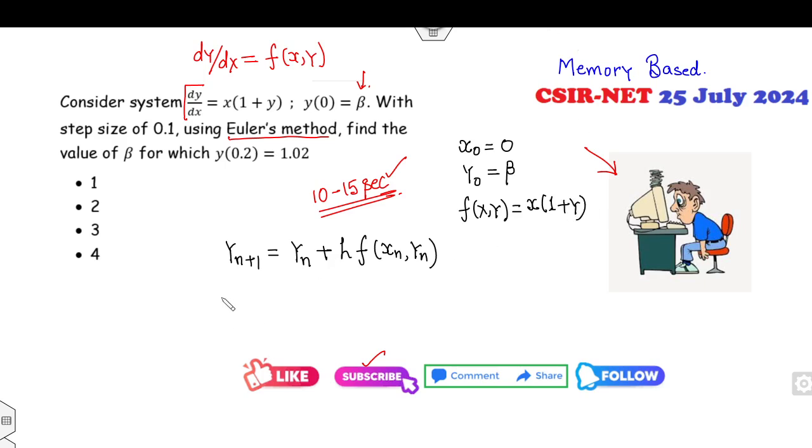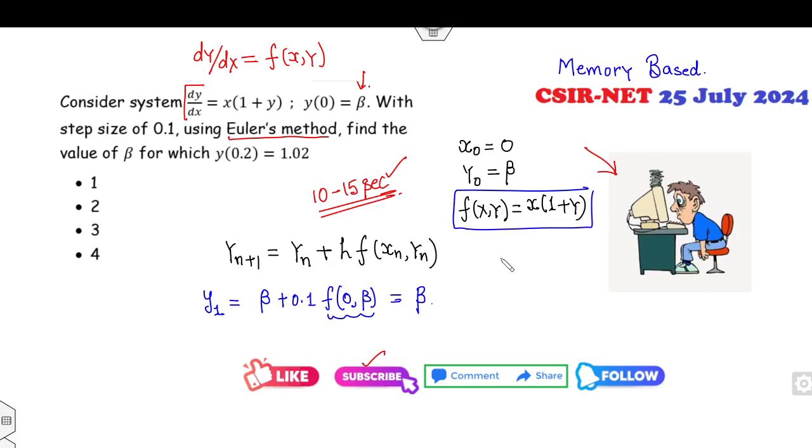Now let's first quickly find y1. y0 is beta. Step size is 0.1. This is f of x0, y0. So what is the value of f of 0 comma beta? You can see the value of f of 0 comma beta is 0. So the value of y1 is beta.